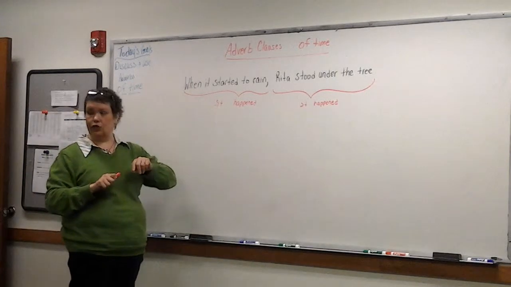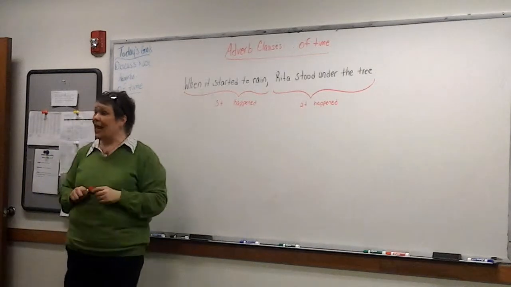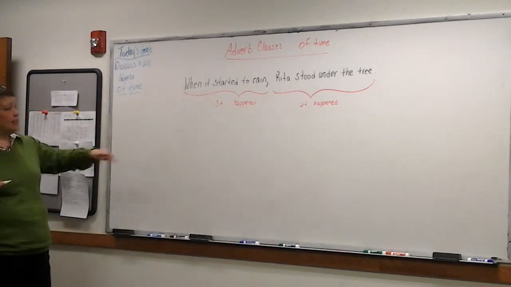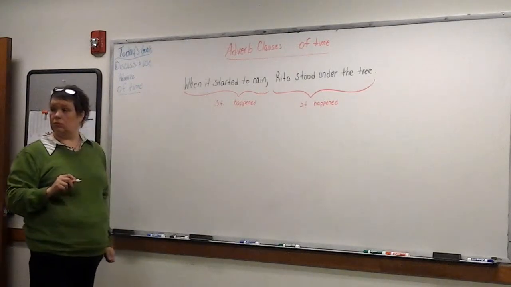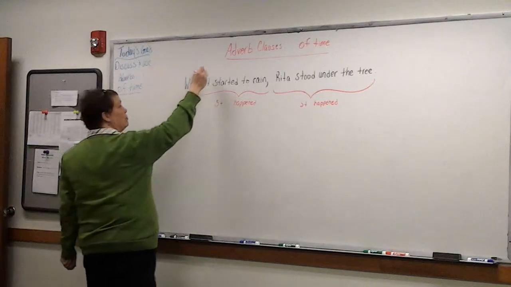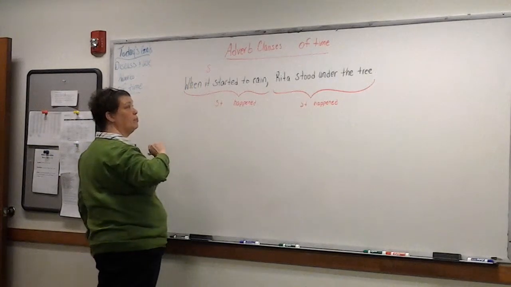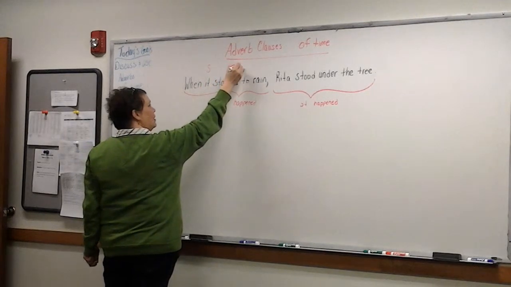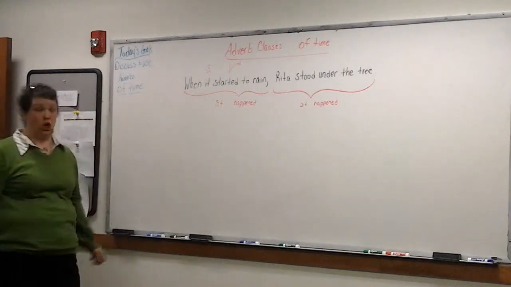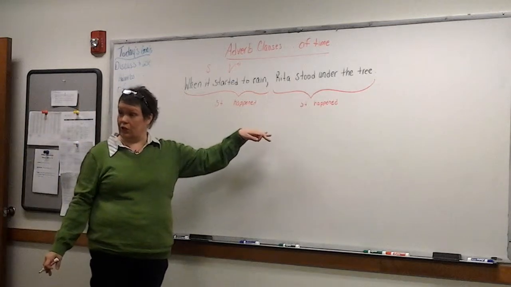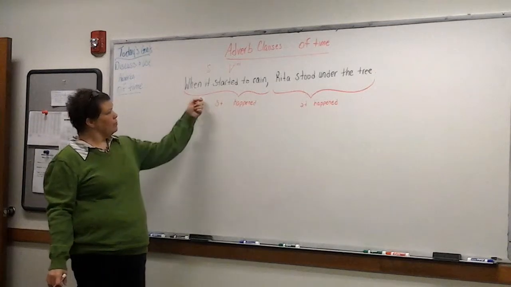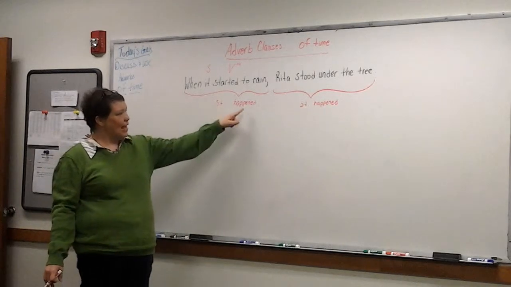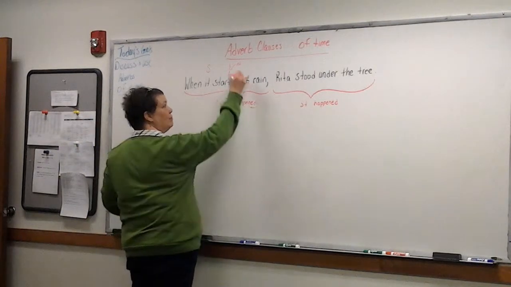When it started to rain. This is an adverb clause. Let's take a look at our adverb clause. What's the subject? It. What's my verb? Started. Yeah. It started to rain. Yes. All right. Subject and past tense verb. Something happened.